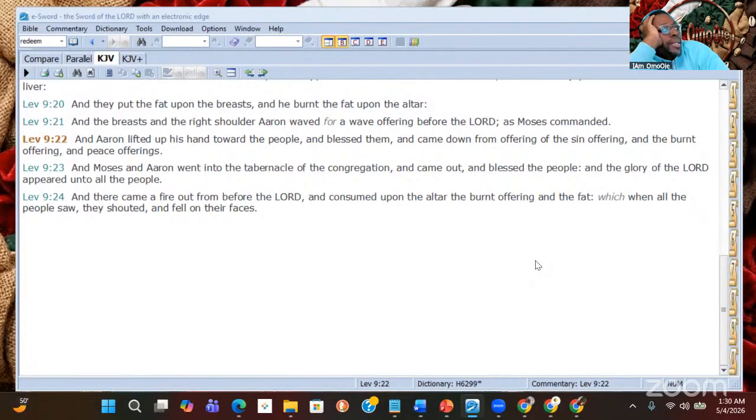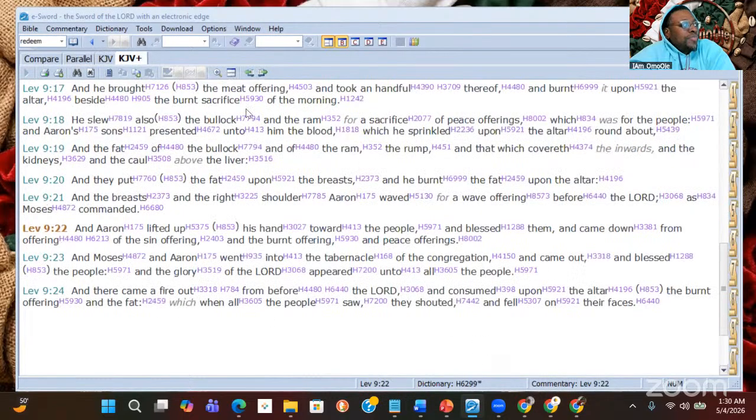Shalom offerings. And Moshe and Aharon went into the tabernacle of the congregation, and came out, and blessed the people. And the glory of Jehovah appeared unto all the people. And there came a fire out from before Jehovah, and consumed upon the altar the burnt offering and the fat, which when all the people saw, they shouted and fell on their faces. For our God is a consuming fire, and his Holy Spirit feels like fire shut up in our bones.